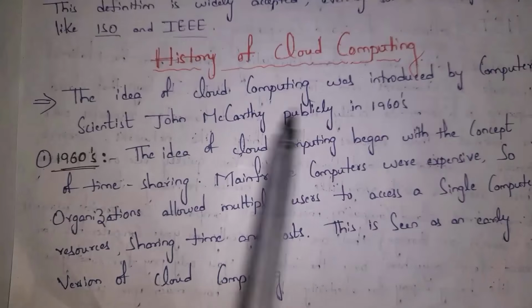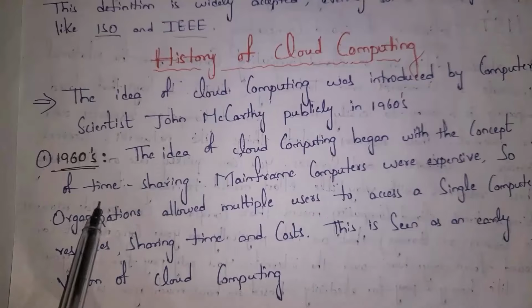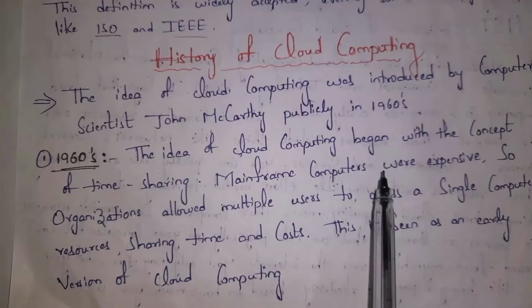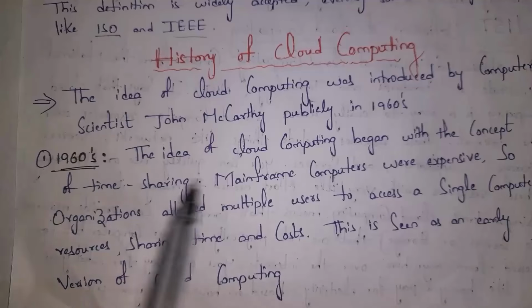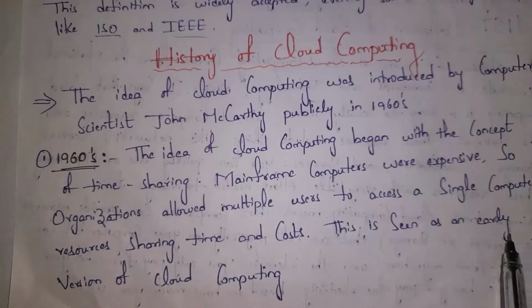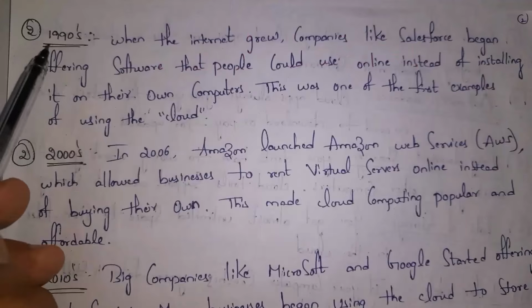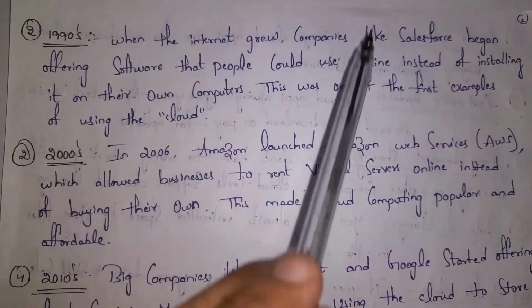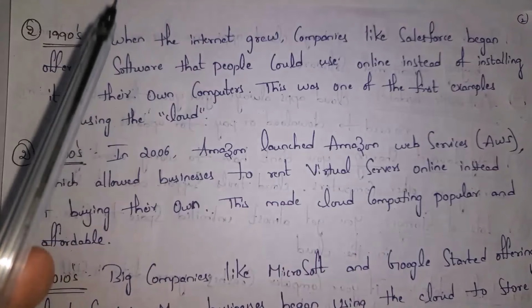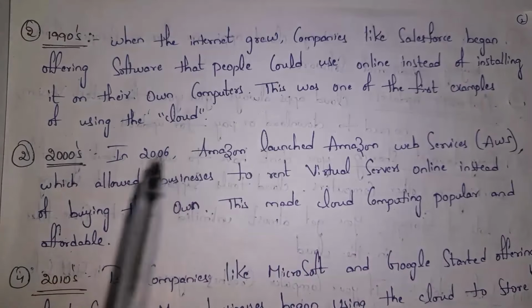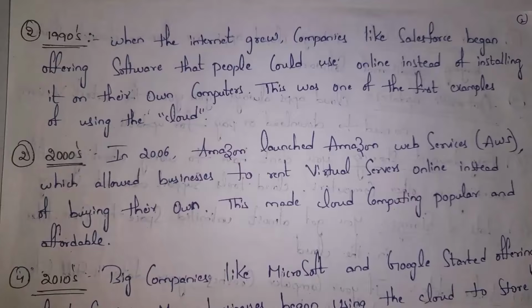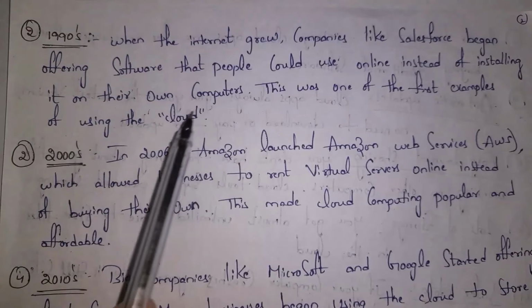So the idea of cloud computing began with the concept of time sharing. Mainframe computers were expensive, so organizations allowed multiple users to access a single computer resource, sharing time and cost. And this is an early version of cloud computing. And in the 1990s, when the internet grew, companies like Salesforce began offering software that people could use online instead of installing it on their own computers. This is one of the first examples of using cloud.